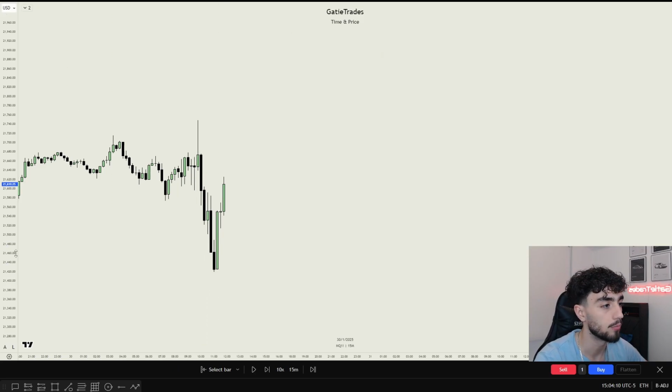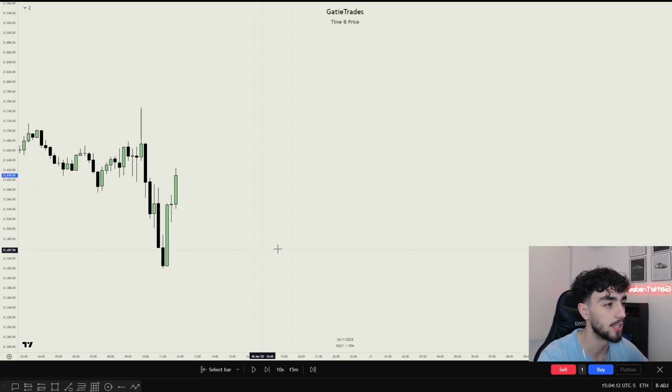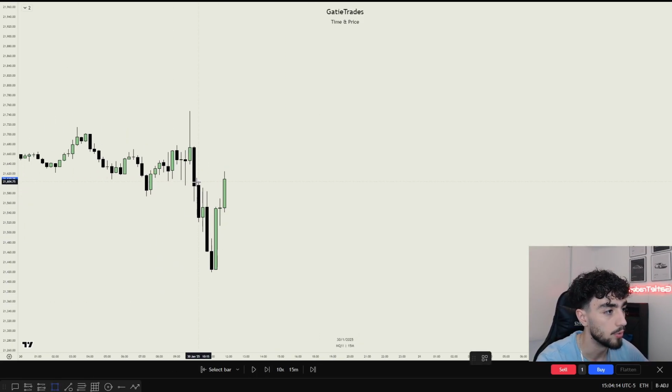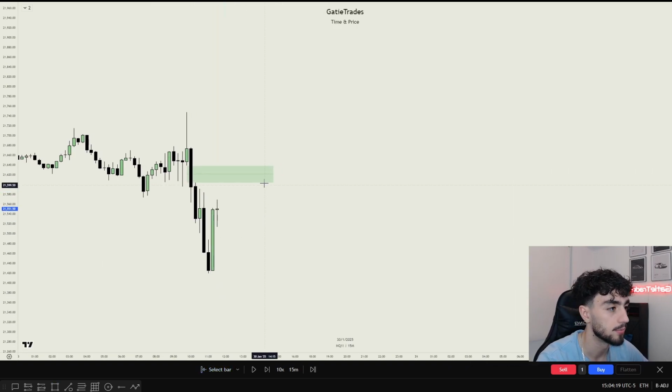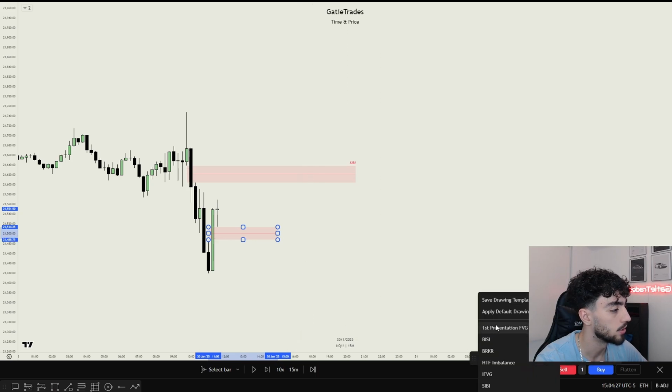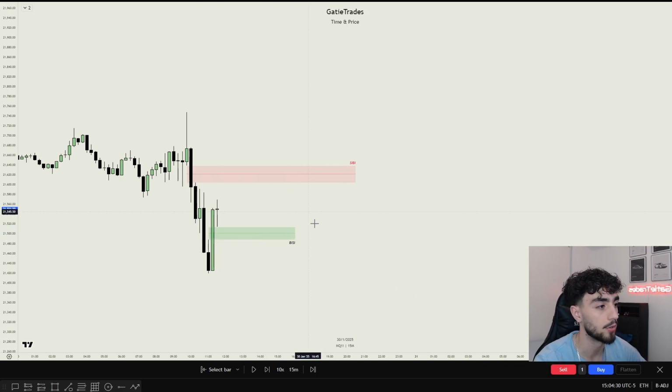Okay, now I'm going to give you guys one more example, and we have an interesting scenario right here. So we have a bearish fair value gap right here, right? So this is a bearish fair value gap or a sell side imbalance. And over here, we have a bullish fair value gap. So what is a potential scenario that's happening over here?